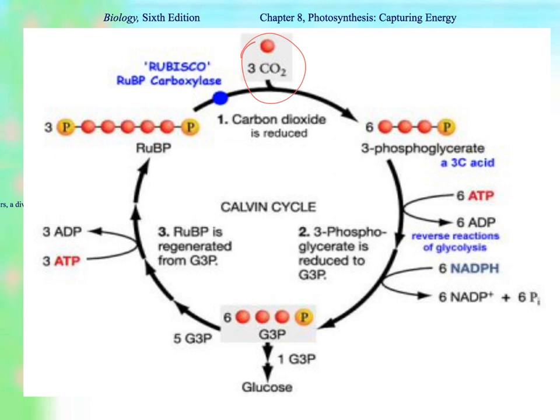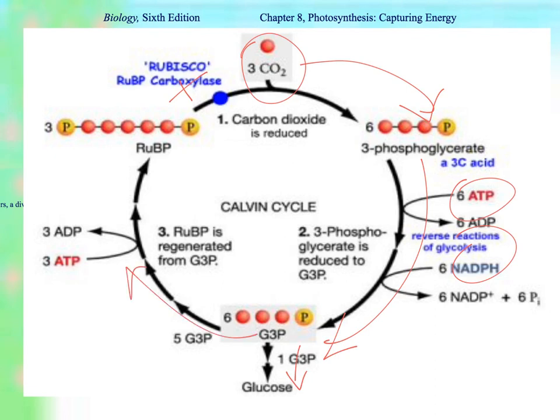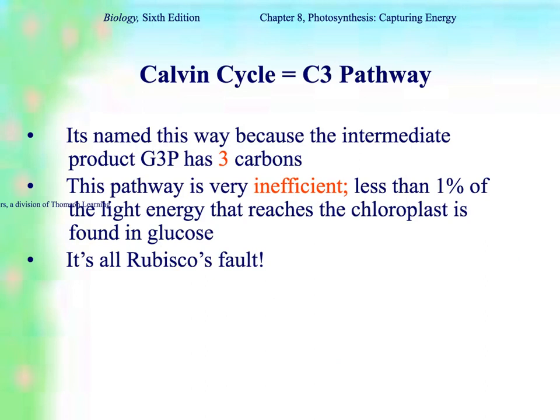Carbon dioxide, catalyzed with Rubisco, adds to RuBP to make PGA. PGA is broken down using energy to turn into G3P. G3P can make glucose, or it can be converted to RP and then back to RuBP. This is called the Calvin cycle. The Calvin cycle is called the C3 pathway. It's named this because G3P has 3 carbons.